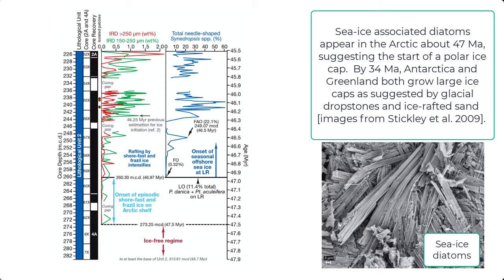But by 47 million years ago, diatom assemblages in Arctic drill cores show that sea ice started to form in the wintertime. Eventually, glaciers became established on Antarctica and on Greenland about 34 million years ago, and the Arctic developed a permanent ice cap based on the presence of glacial drop stones and ice-rafted debris in offshore sediment cores.